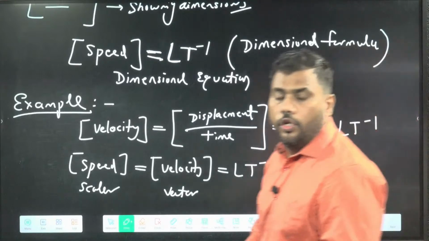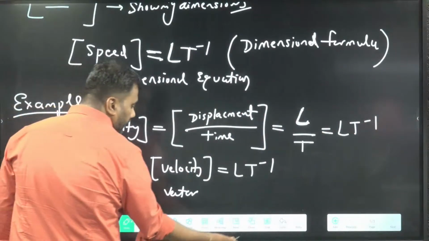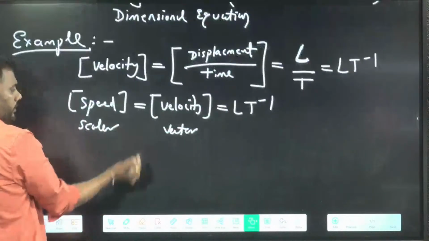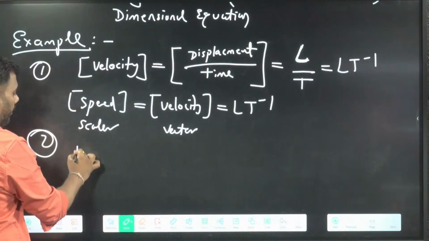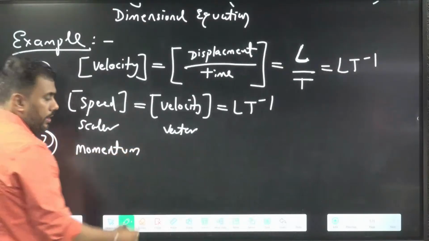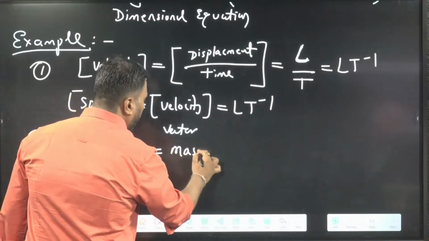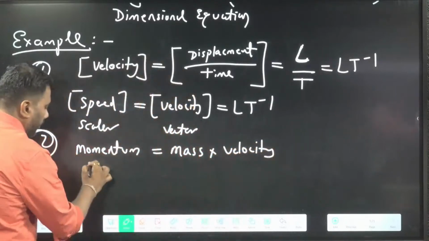Okay. So there may be equal dimensions of different physical quantities. This is an example. There are many more examples. Let us find some more dimensions. Let us find dimensions of momentum. Momentum is defined as mass into velocity. What is the dimensions of momentum?